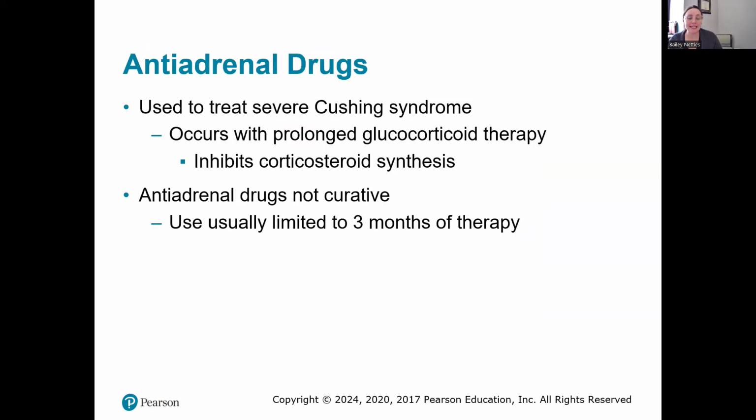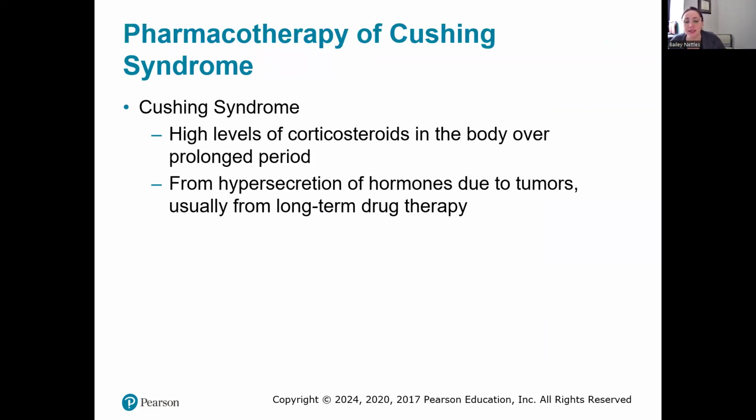So then we have our anti-adrenal drugs. These are the ones we use to treat severe Cushing's. Now we're in Cushing's, okay? It occurs with prolonged glucocorticoid therapy, and it inhibits corticosteroid synthesis. It is not curative, and it's usually limited to 3 months. So Cushing's is a high level of corticosteroids in the body for a prolonged period of time from hypersecretion of hormones due to tumors or long-term therapy.